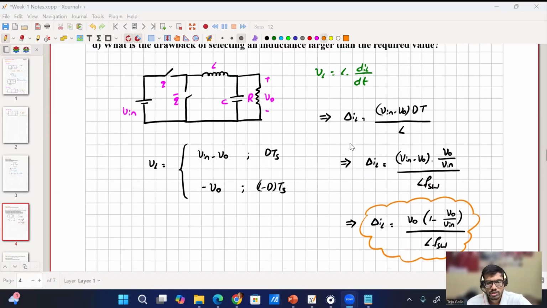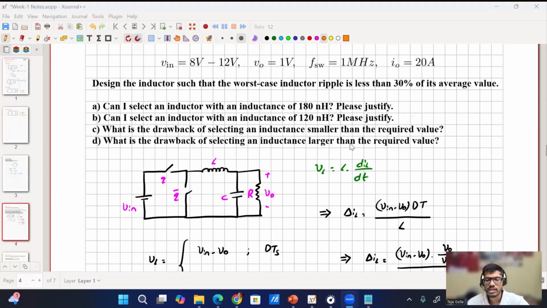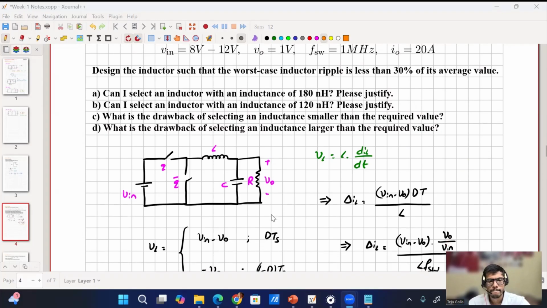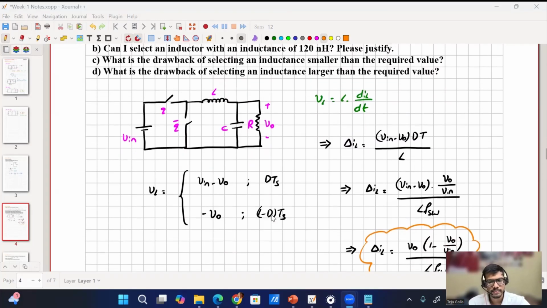Okay, coming back to this question, I have obtained the expression. I have V0, L, switching frequency, and V_in. But I have been given a range of V_in. So which V_in should we choose? Anyone? 8 volt. Okay, and why? Any reason? Just like that, I don't have any reason. Okay, I just wanted to try. You may be wrong, but I'll explain the logic. That way only you learn.